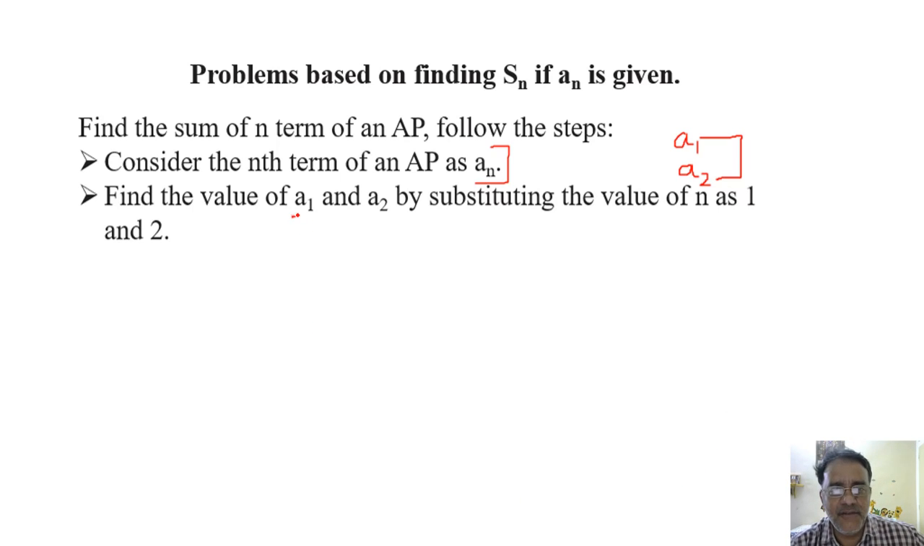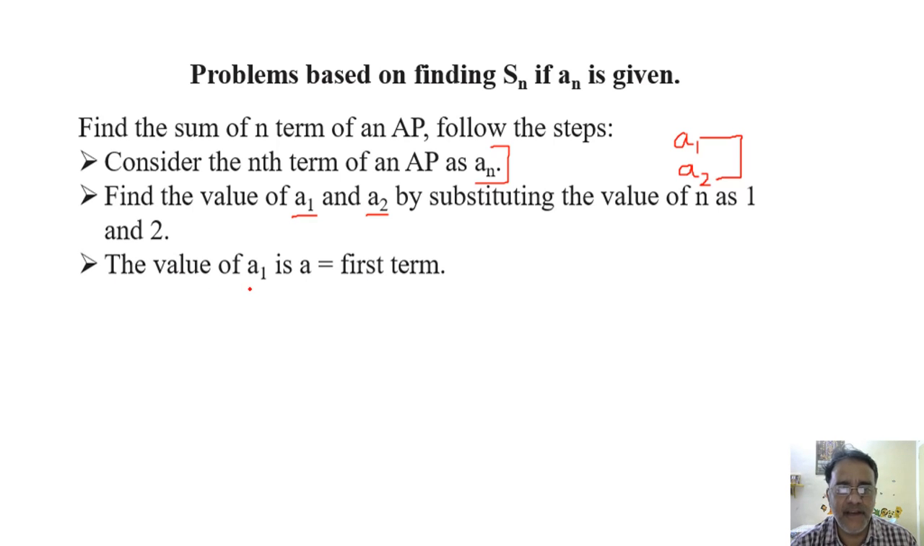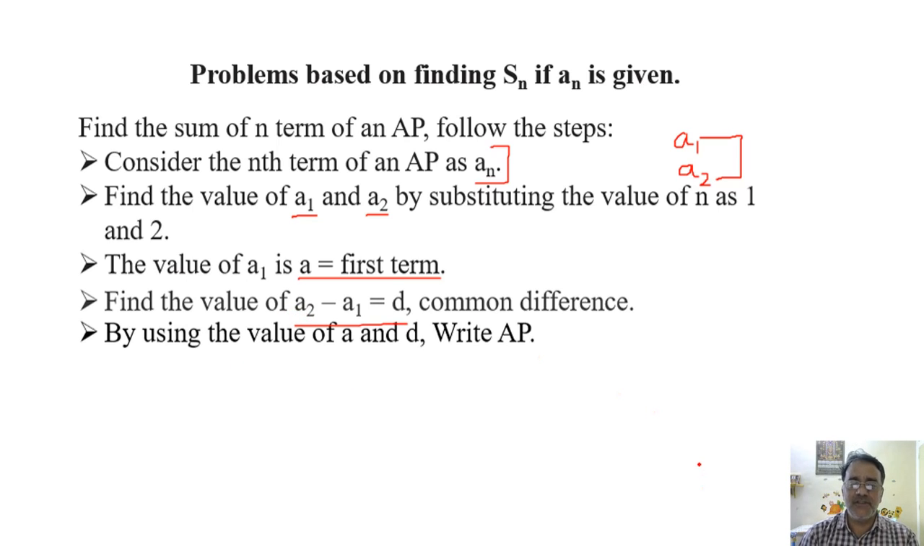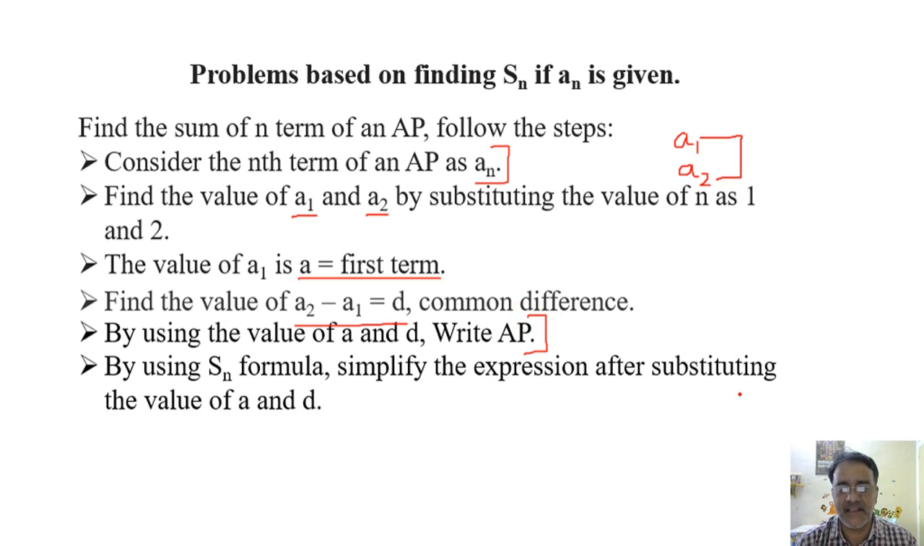So find the values of a1 and a2 by substituting n as 1 and 2. The value of a1 is a, that is the first term, and the value of a2 minus a1 is d, that is the common difference. Now by using the values of a and d, you can write the AP if it is asked, or by using the Sn formula, simplify the expression after substituting the values of a and d. So these are the steps.